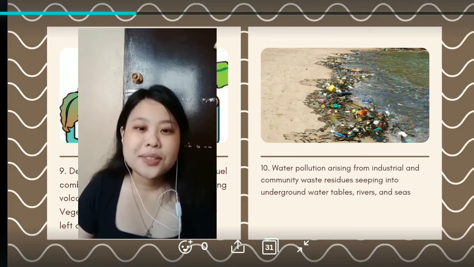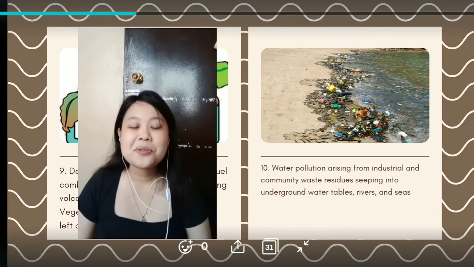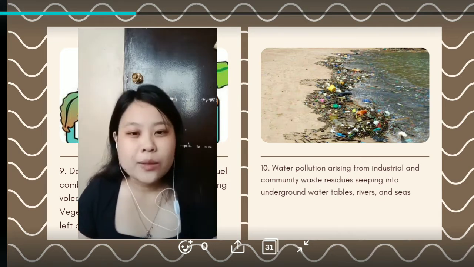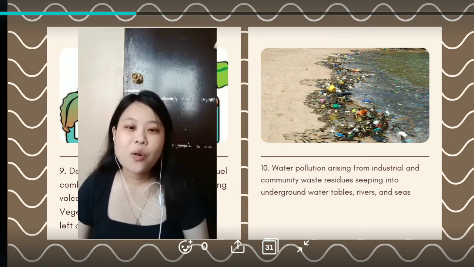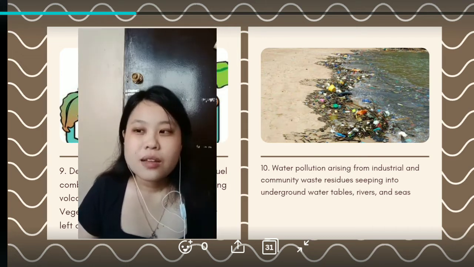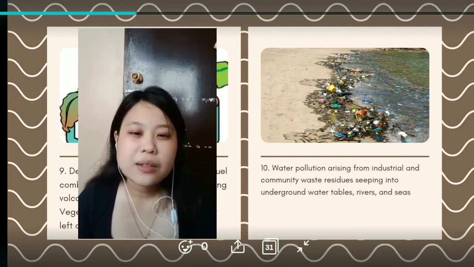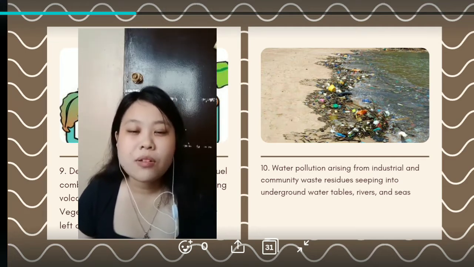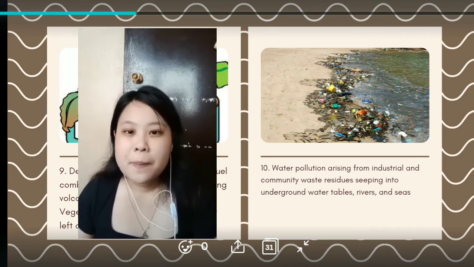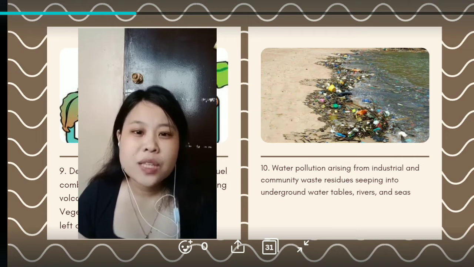But some of them still don't do the right thing even if they know the effect on us. And the most affected by water pollution are the living organisms in the water such as the fish, the coral reefs. We see a lot of clips on Facebook of fish that died with plastic inside their bodies, di ba? We are very familiar with that kind of scenario.